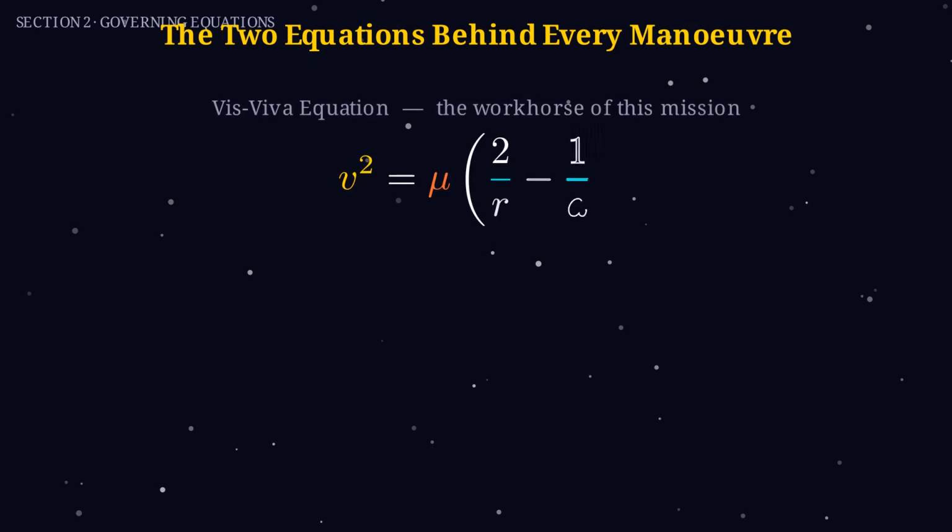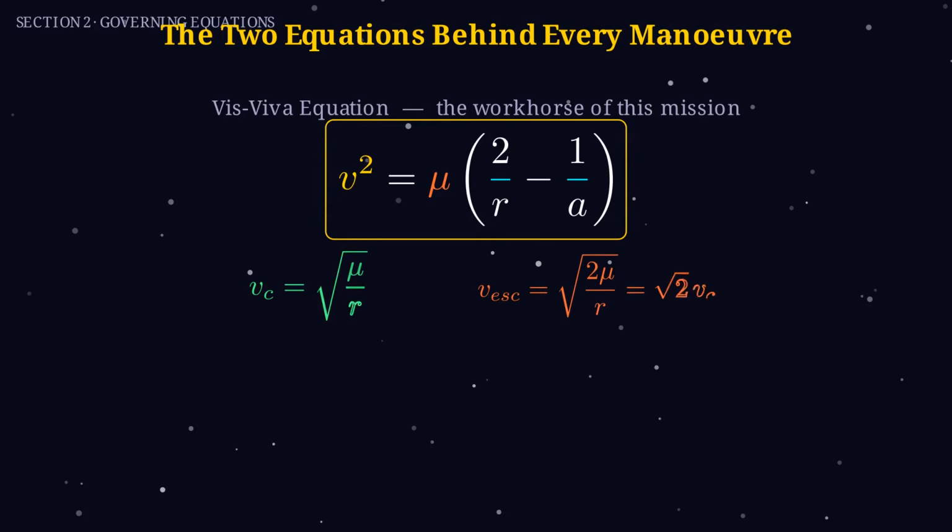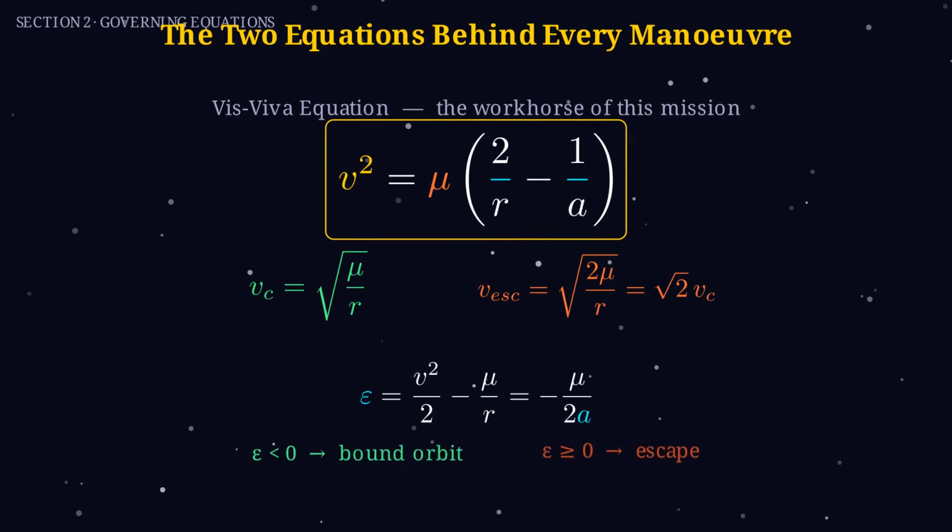Second, the Vis-Viva equation. V squared equals mu times the quantity 2 over r minus 1 over a. This single equation gives the orbital speed at any point in any Keplerian orbit. It is the workhorse of every delta V calculation in this mission. For a circular orbit, a equals r, and Vis-Viva simplifies to V equals the square root of mu over r. Escape velocity is the square root of 2 mu over r, always 1.414 times local circular velocity.